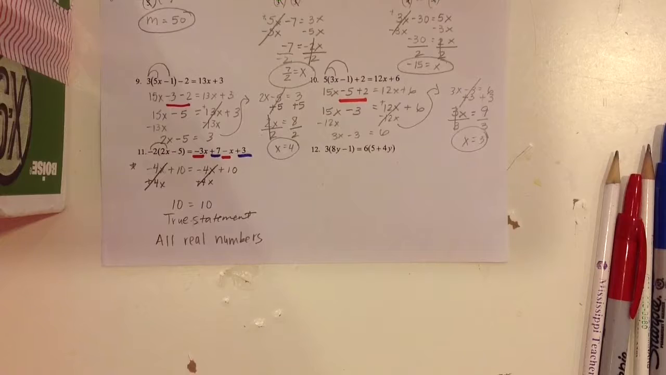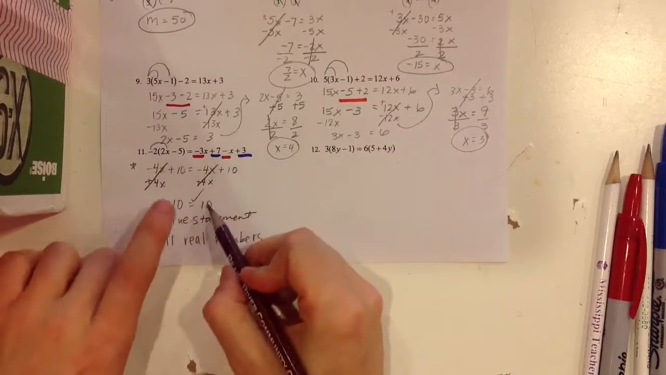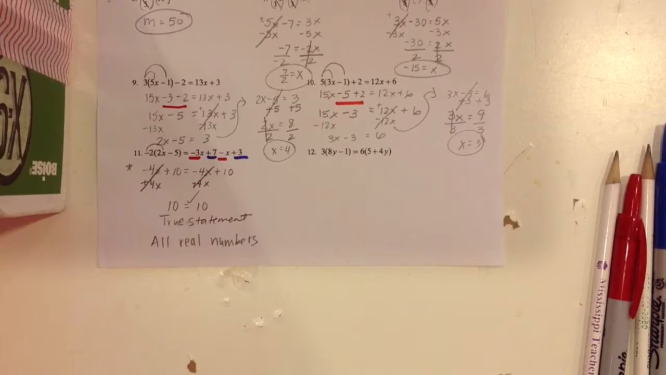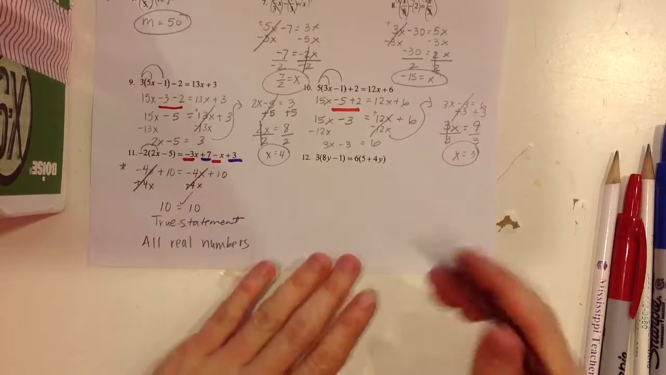So you're either going to have a false statement, which is a no solution, or all real numbers indicates you have a true statement. So as long as the numbers are the same, your answer will be all reals. Now, what does that mean if they're different? Let's look at number 12 and we'll see.